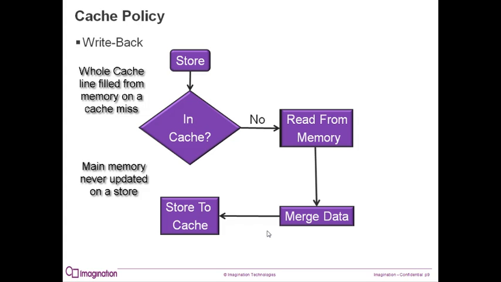If there are no way entries free when a new line needs to be put into the cache, a line needs to be evicted from the cache to make room for the new line. The line will be evicted based on a least recently used basis. If the evicted line is dirty, meaning it contains data not in memory, then that line is written back to memory.